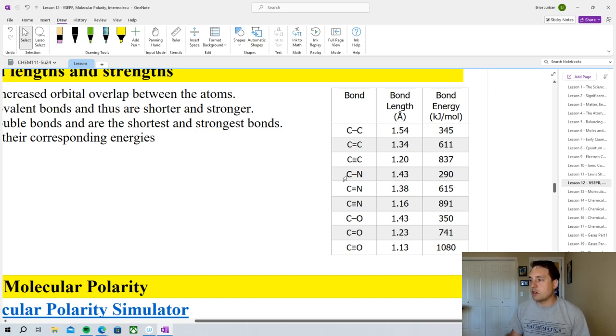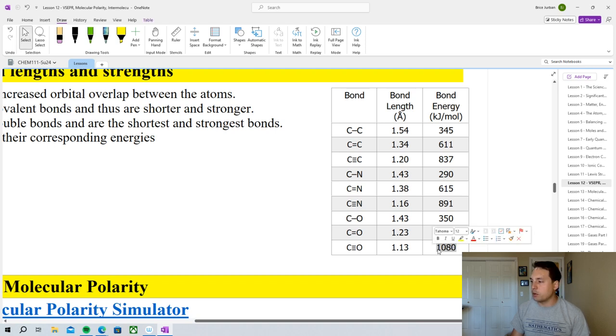We see the same trend for carbon and nitrogen. The bond length doesn't change as much between single and double, but it does a lot between double and triple. That's interesting. And then the bond energy jumps up significantly here. And then if we look at a carbon-oxygen bond, length again is decreasing by about 0.2 then to 0.1 angstrom here. And then the bond energy increases substantially here, and then substantially again here, another like 300 kilojoules per mole.